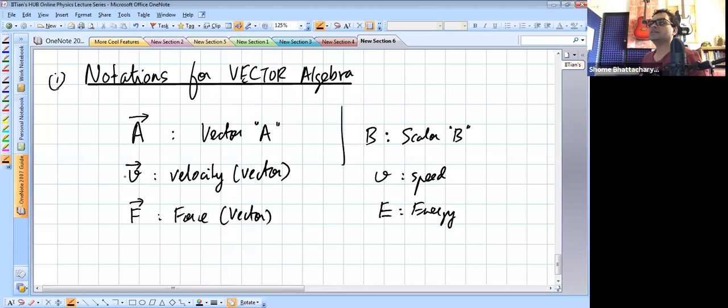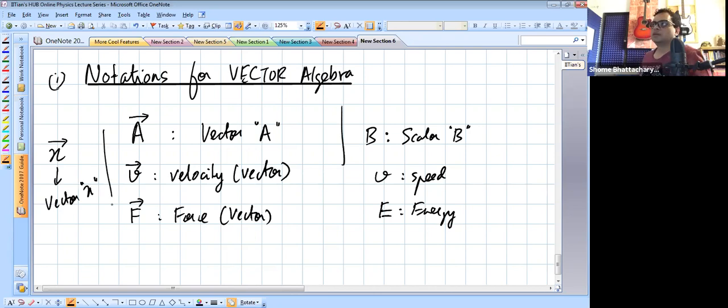So any alphabetical symbol with an arrow on top, the arrow's direction is not important over here. The arrow is always written like this. So any symbol like X with an arrow on top represents the vector X. It's a vector quantity. That's the notation that we use.